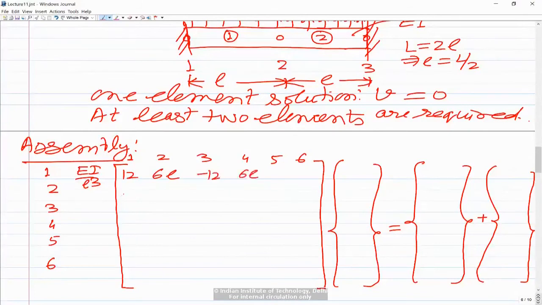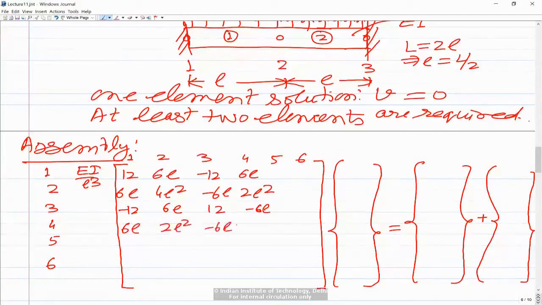Then the second row, if you look at, that is 6L, 4L square, minus 6L and 2L square. Then the third row: minus 12, 6L, and then you have 12, and then you have minus 6L. And then you have the fourth row: 6L, 2L square, minus 6L, and 4L square. So this is where the contribution of the first element goes, and then the contribution of the second element.